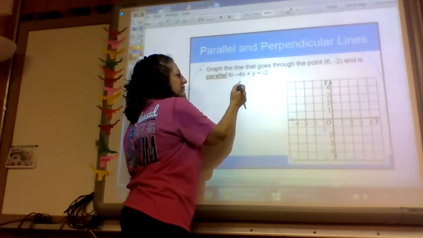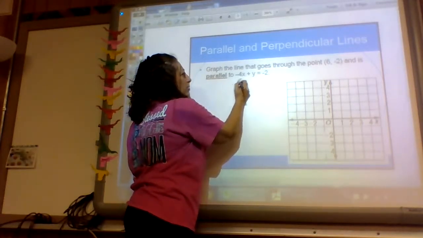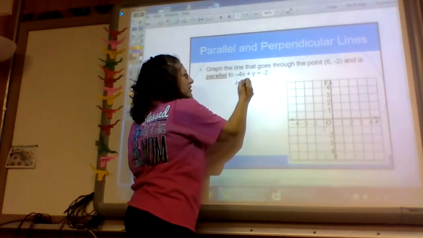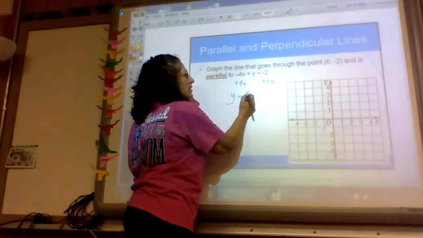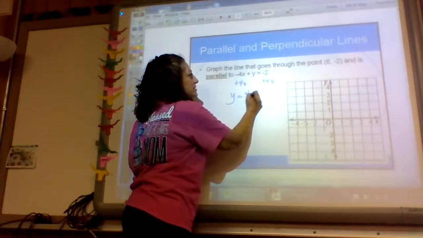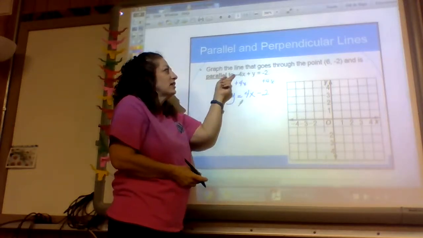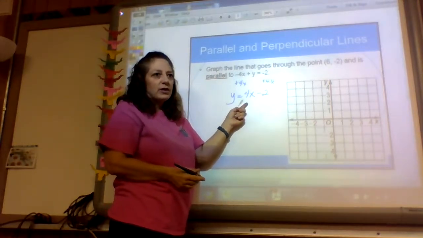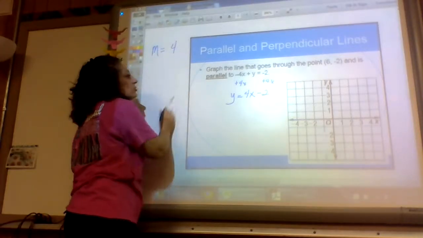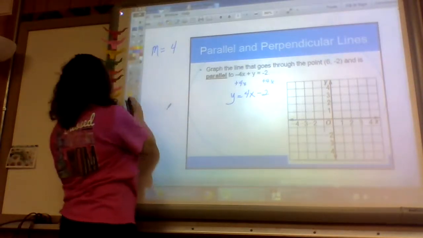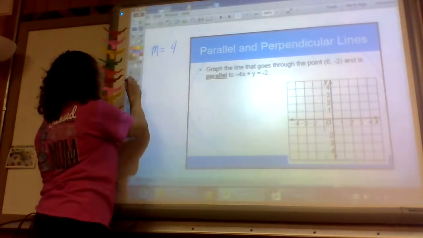-4x plus y equals -2. It's all examples, so you have your examples to look back at. We are going to move the 4x to the other side by adding it. So your equation will be y equals 4x minus 2. Now I can tell the slope is not a -4, but the slope is a positive 4. So I did my first thing. I found my slope. It is 4. Second step is to find the b.